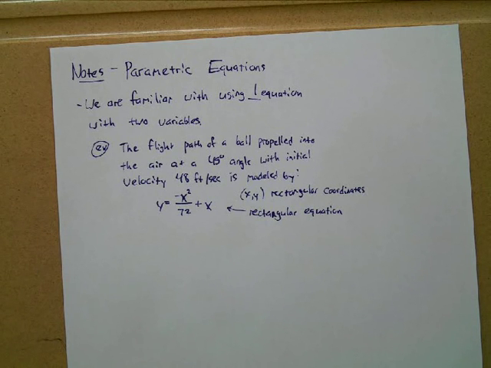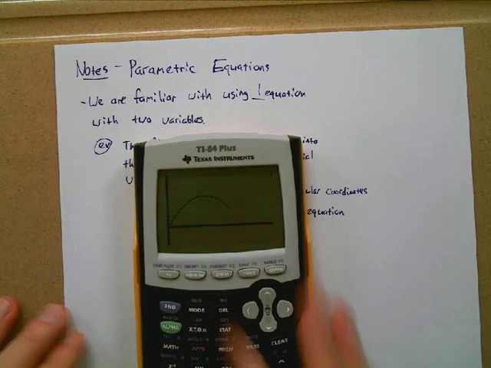Okay, and of course we're talking about the flight path of a ball, so I should probably set the window to something like this. Let me do this thing. Let's see here. 30. Okay. So I graph that, and you can't see because it's too dark. There we go.